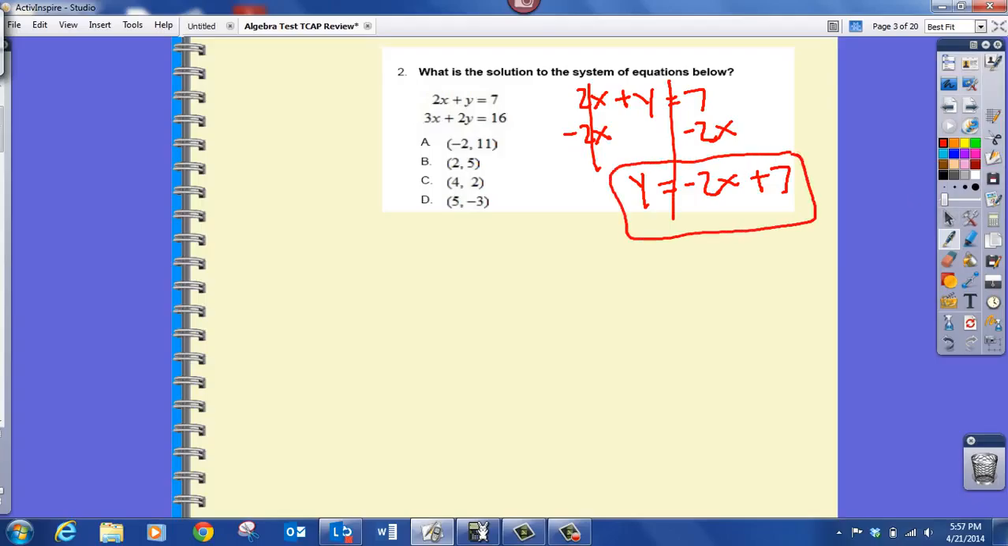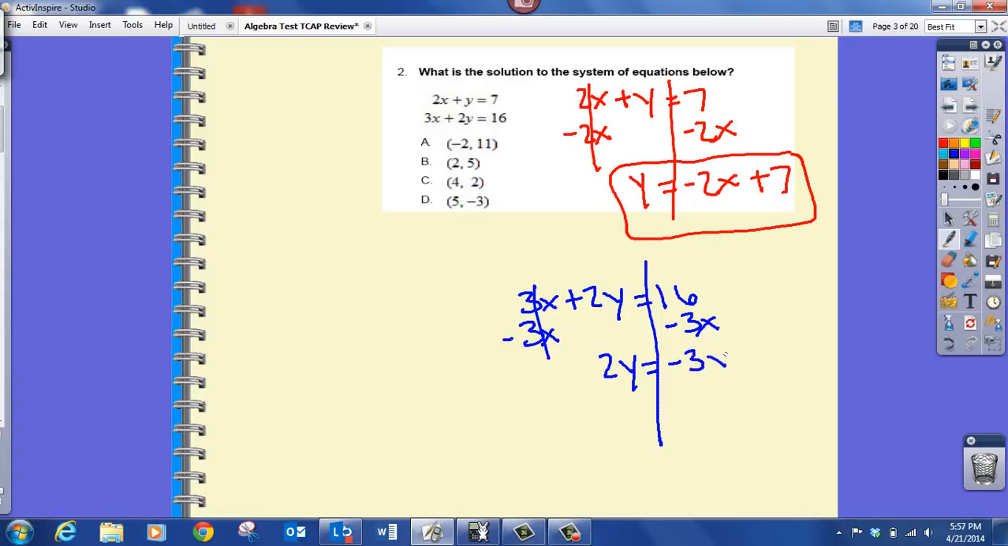The other one is going to be a little bit more work because you have 3x plus 2y equals 16. Well, in this case, I want to move my x over, so subtract 3x from both sides, the inverse of the positive 3. That leaves me 2y equals negative 3x plus 16.